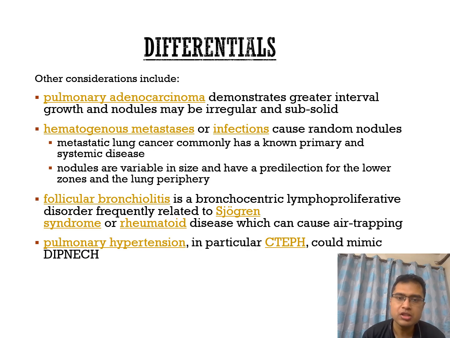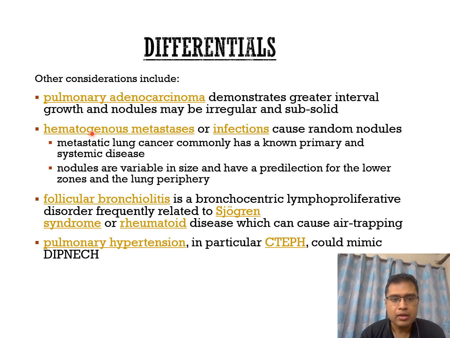Coming to the differentials for DIPNECH, that will include all the conditions that present with multiple nodules in bilateral lung fields. Starting with pulmonary adenocarcinoma, the nodules will show growth over a period of time on serial imaging, and they'll be irregular in shape and of subsolid attenuation. While these nodules were quite regular and of solid attenuation, and there will not be any mosaic attenuation seen.